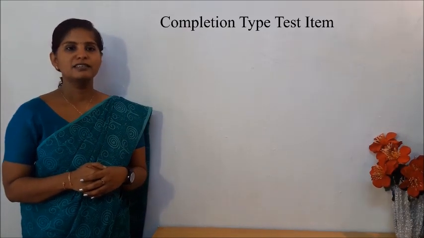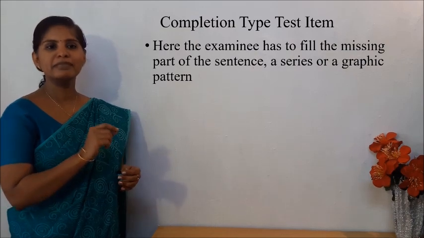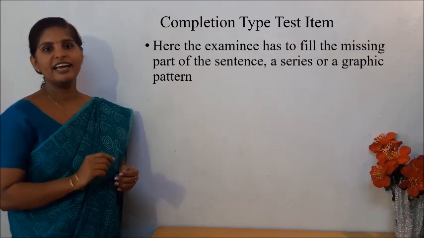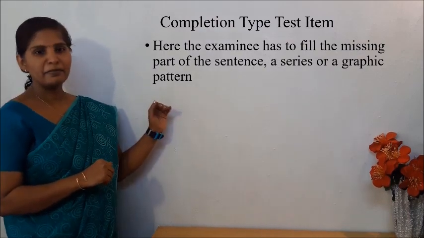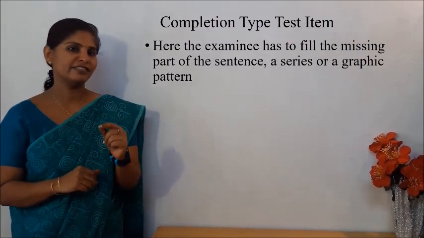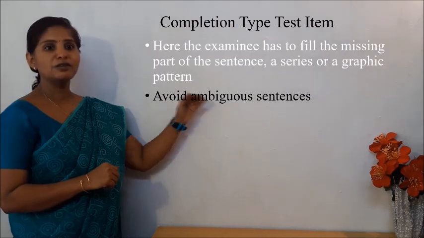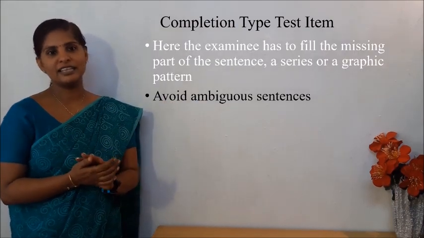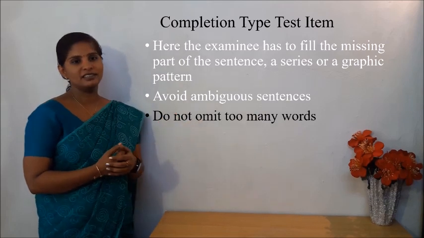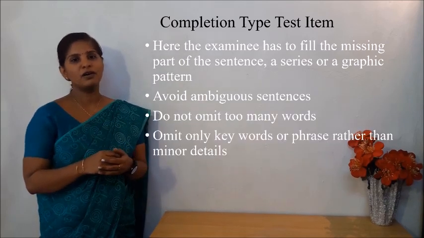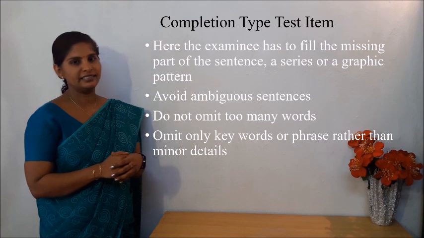Another type is completion type test item. Here the examinee has to fill the missing part of a sentence, a series or a graphic pattern. In preparing this kind of test item, certain points we should keep in mind. Avoid ambiguous sentences, that is, unclear sentences. Do not omit too many words. Omit only keywords or phrases rather than minor details.